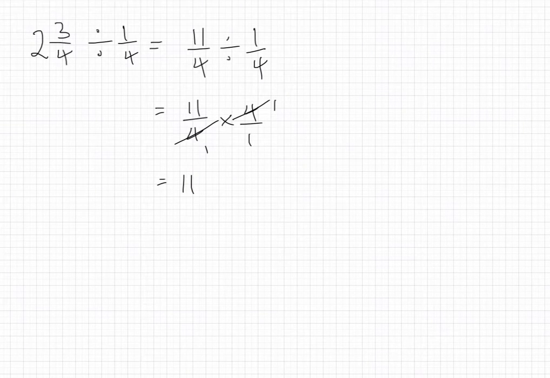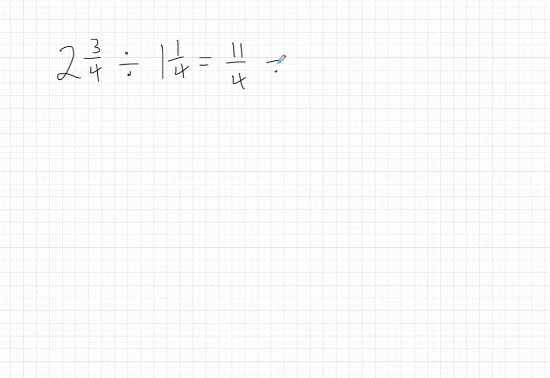Now suppose we had, let's close this down a minute. Suppose we had 2 3/4 divided by 1 1/4. Now this may be a nasty answer, so I just remembered it. Right, so first turn to improper fractions. 2 times 4 is 8, so it's 11 over 4. Divided by 1 times 4 is 4, add 1, so it's 5 over 4.